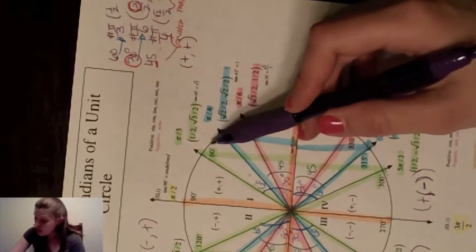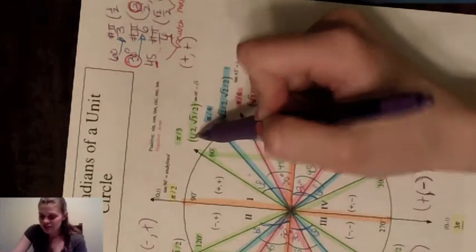So I want the cosine of 25 pi/3. The cosine is the x value, so it's 1/2. Okay. Let's try the last one.